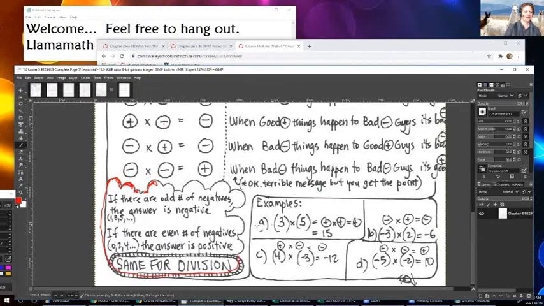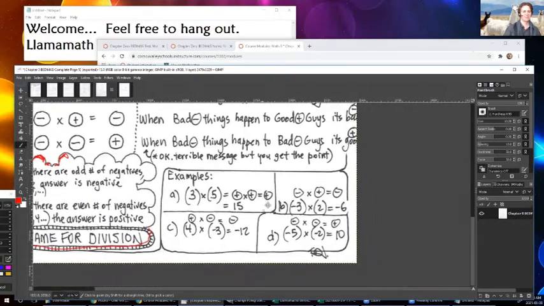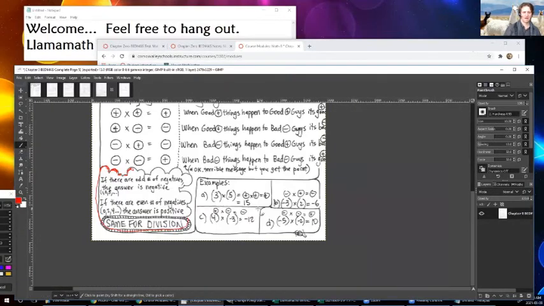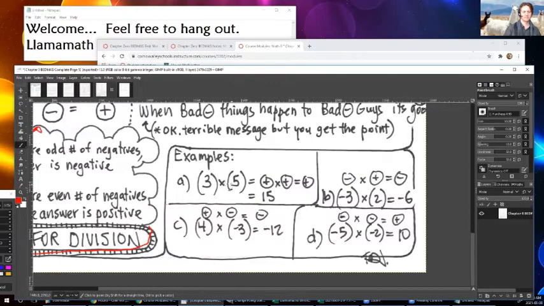All right, and I can't draw my clouds with my pen here very well. But I'm going to show you a couple examples. 3 times 5, it's positive 3 times a positive 5. So positive times positive, good things happening to good guys, is a good thing. So it stays good. Or there's an even number. There's 0 negatives, which is even, which means that the answer is positive.